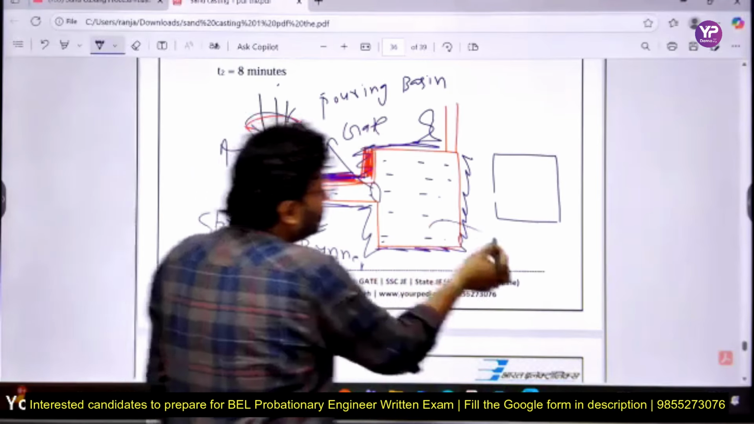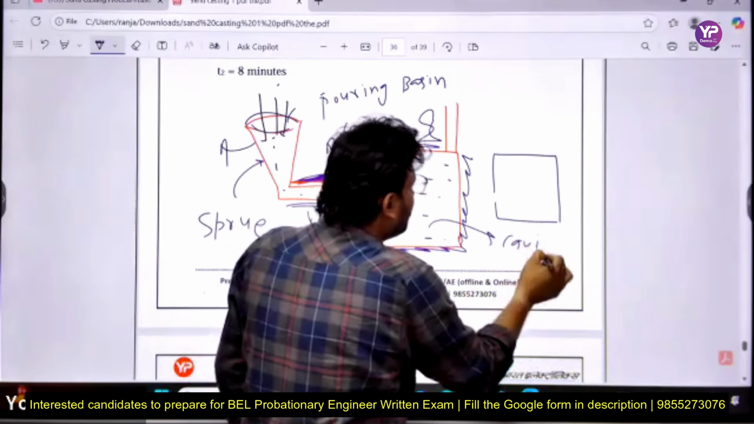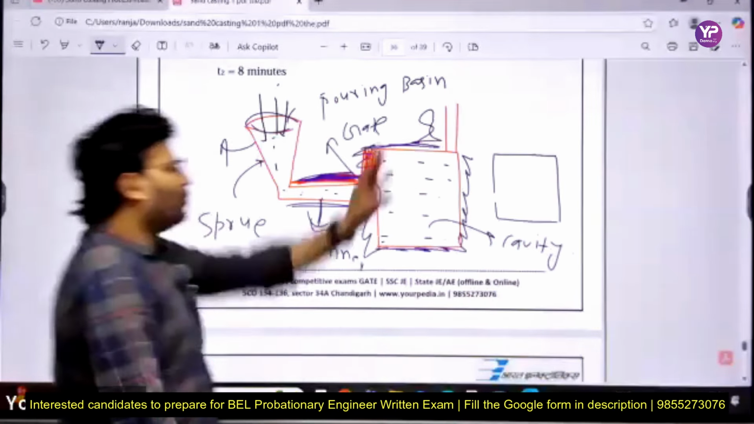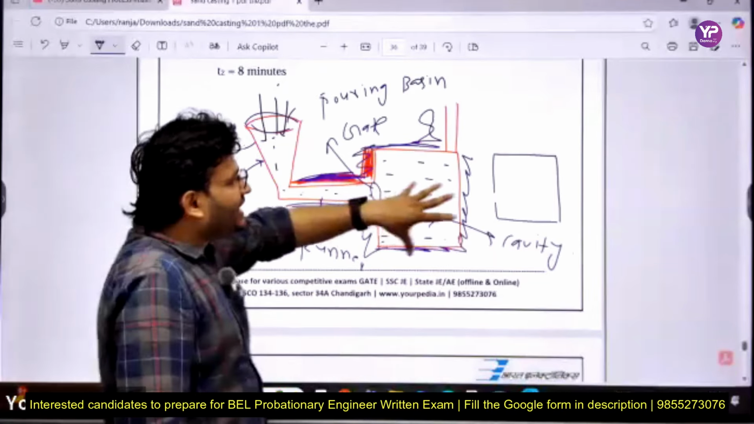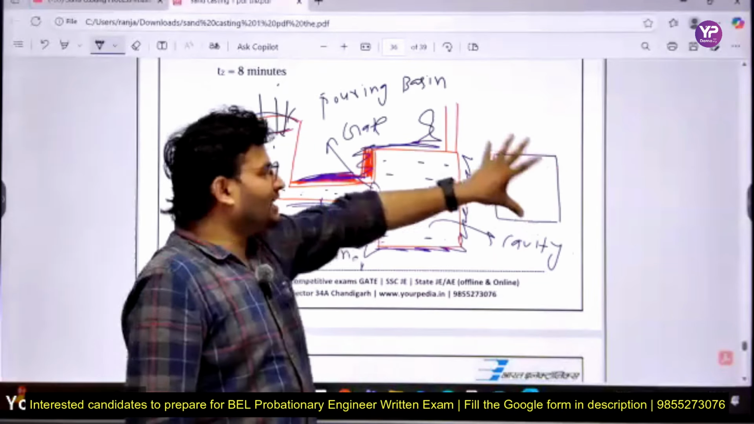And obviously, this is called the cavity, in which you have to pour the molten metal. In the cavity, the pattern was there earlier. So that is the basic concept.